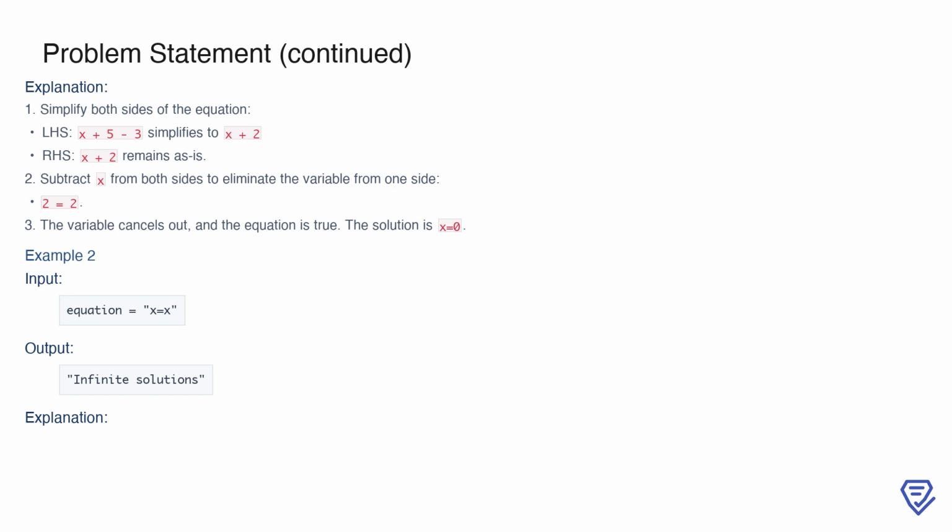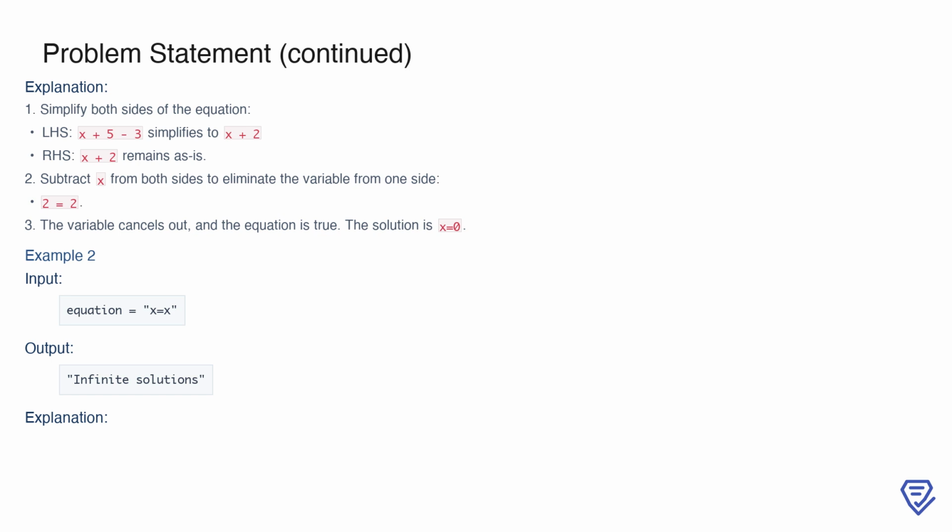First, we simplify both sides of the equation. On the left-hand side, the expression x plus 5-3 simplifies to x plus 2. The right-hand side remains as x plus 2. Next, we subtract x from both sides of the equation to eliminate the variable from one side. This leaves us with the statement 2 equals 2. Since this is a true statement, we can conclude that the equation holds, and the solution to x is 0.